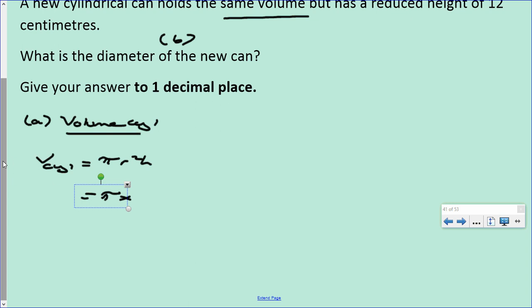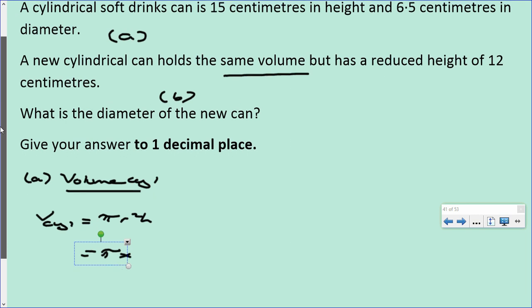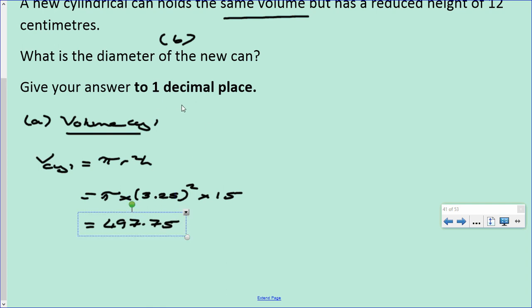So we're going to have pi times, can't remember my numbers, 6.5 diameter. So I need to divide that by 2 to get 3.25 squared, and then a height of 15. Now if I throw that on my calculator, 497.75. I know it says to 1 decimal place, but it's my final answer. So this one's absolutely fine to leave as so.